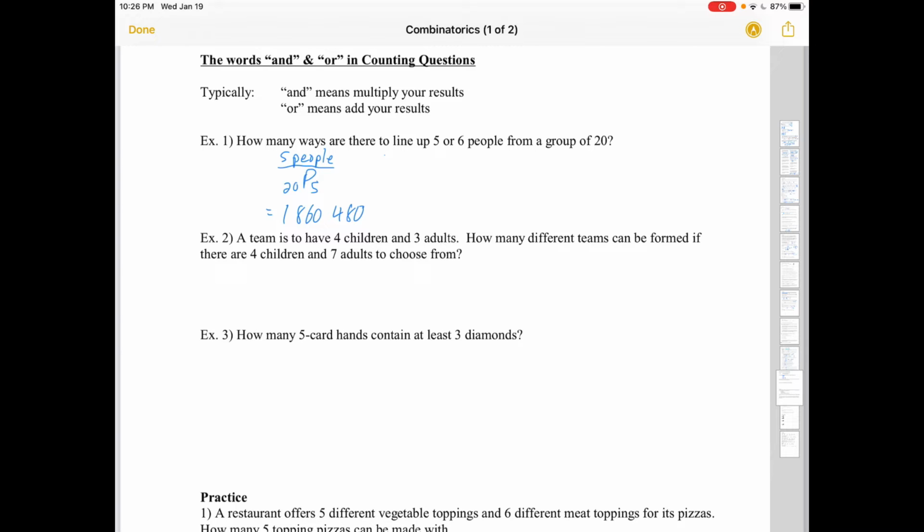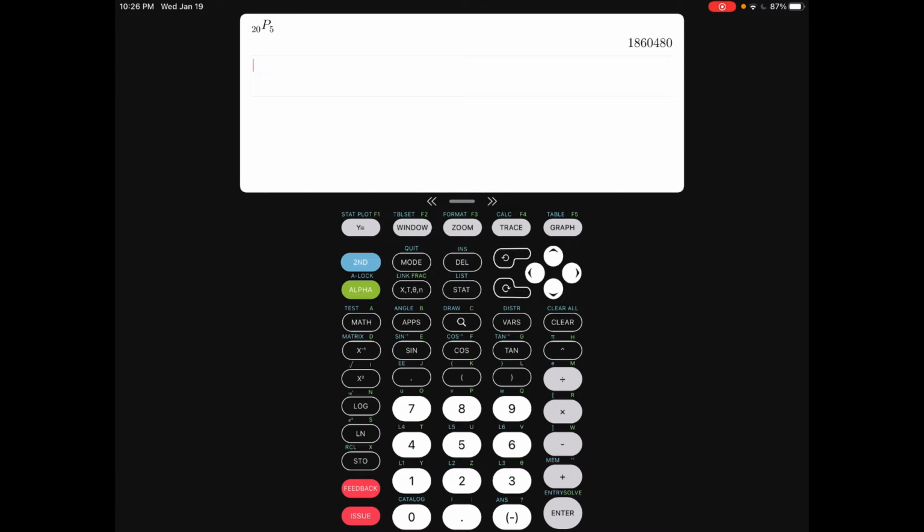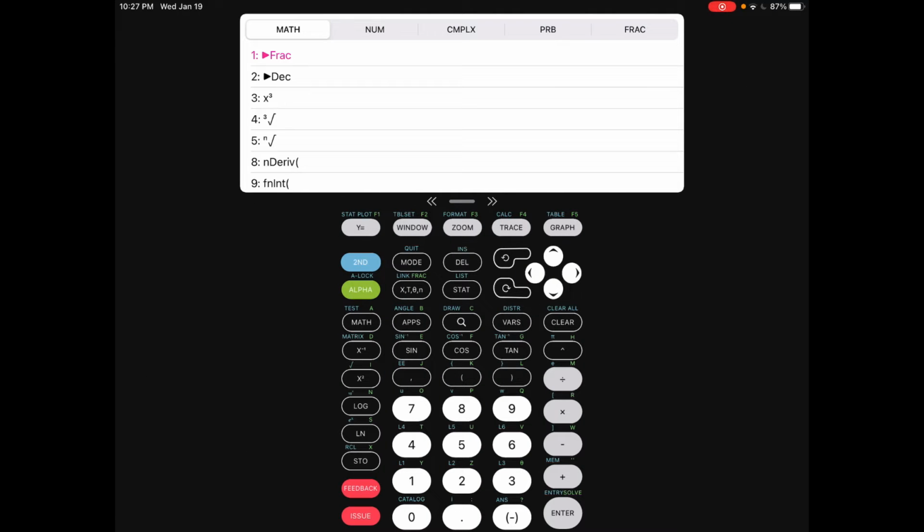Just as a separate question, if I figured out how many ways you could do this with 6 people, it wouldn't be a lot harder. It would just be 20 people to choose from, and I could choose 6 of them. So math, PRB, again, nPr, 20, pick 6. And there'll be a lot more possibilities: 27,907,200.